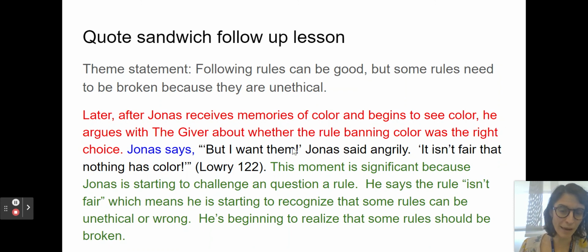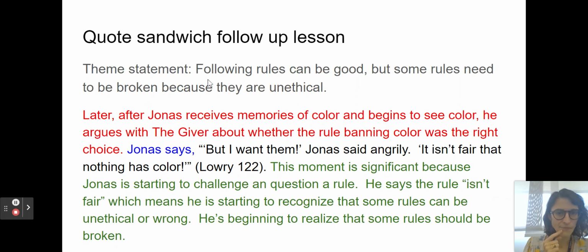Jonas says, it's helpful to make it clear who's talking before I give the quote. But I want them, Jonas said angrily. It isn't fair that nothing has color. Lowry 122, period. This moment is significant because Jonas is starting to challenge and question, that should be and, question, a rule. He says the rule isn't fair, which means he is starting to recognize that some rules can be unethical or wrong. He's beginning to realize that some rules should be broken.